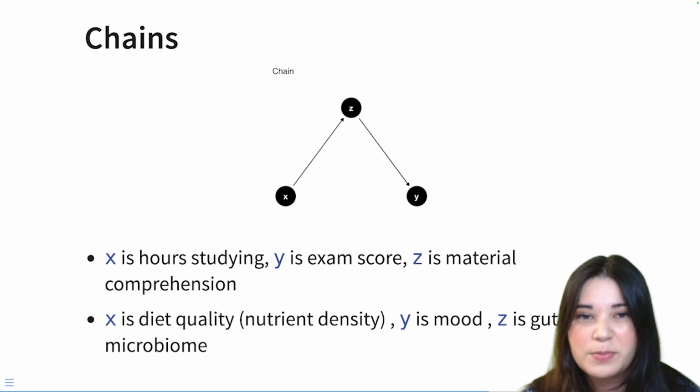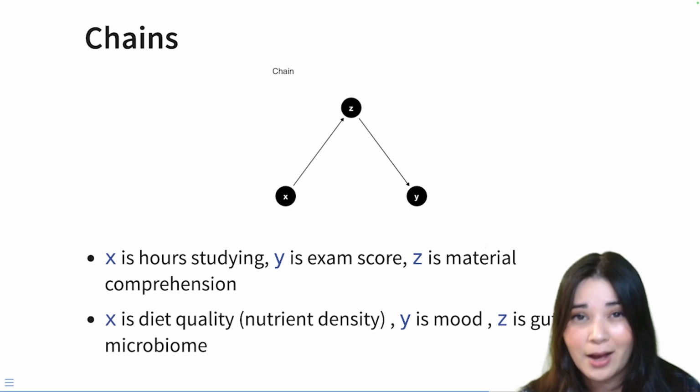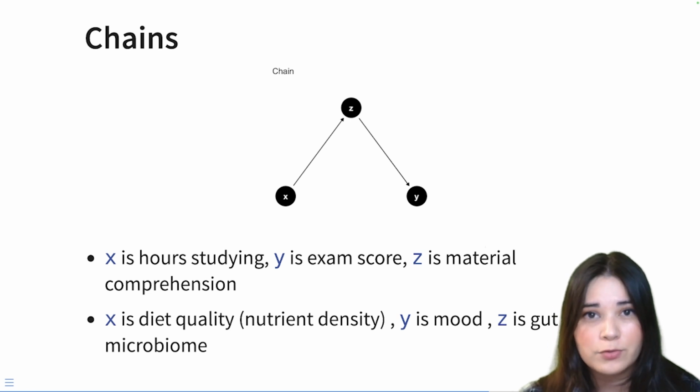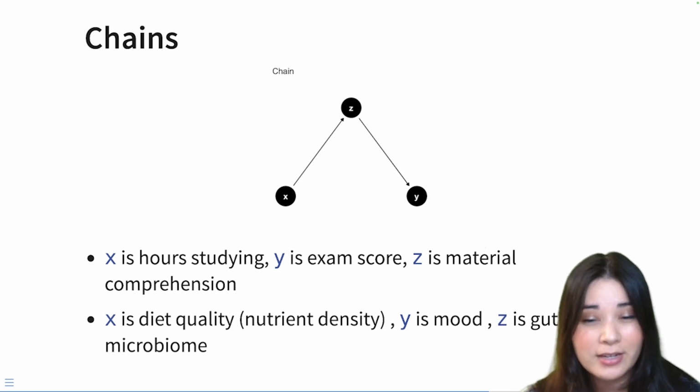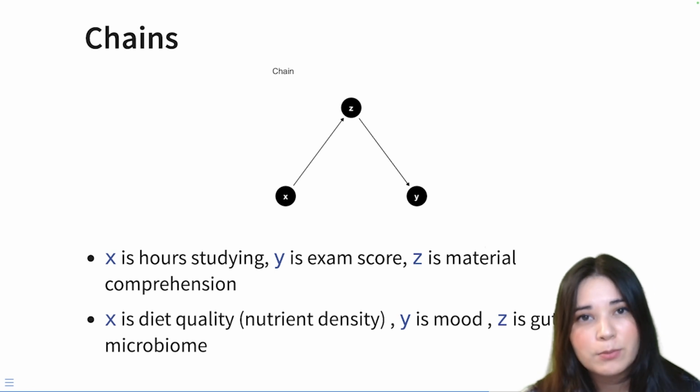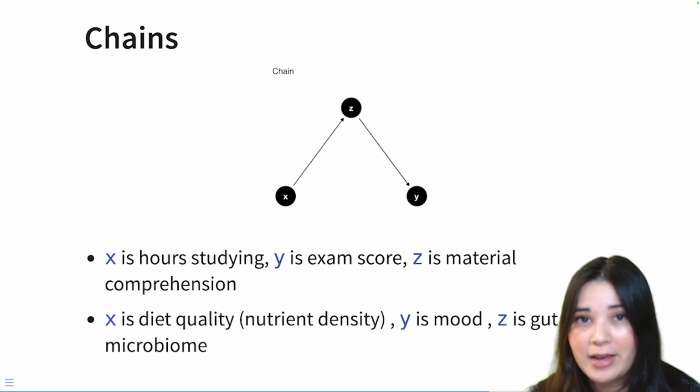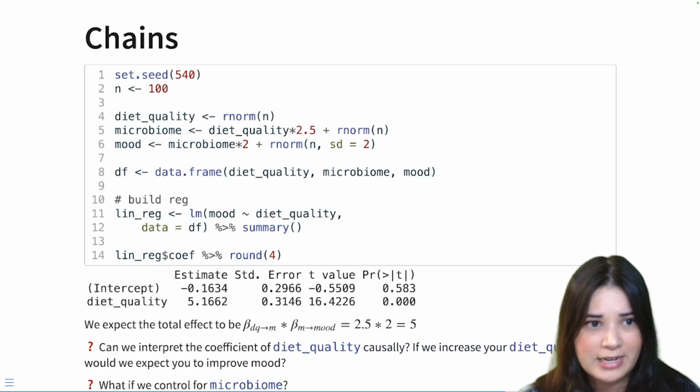Another example could be something like the effect of diet quality, improving your gut microbiome, which then improves your mood. It's not that your diet quality per se has a direct effect on your mood, but if it improves your gut microbiome, that might have an improvement on your mood. Let's look at an example of this.